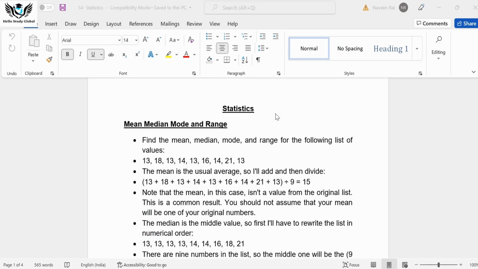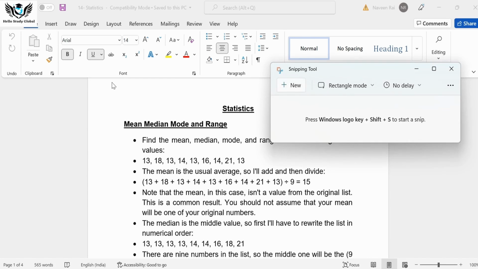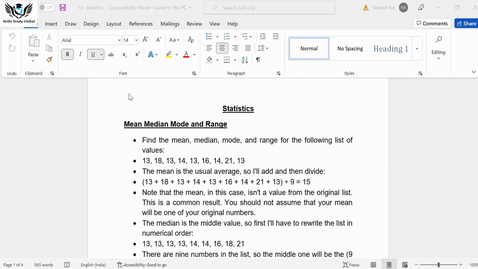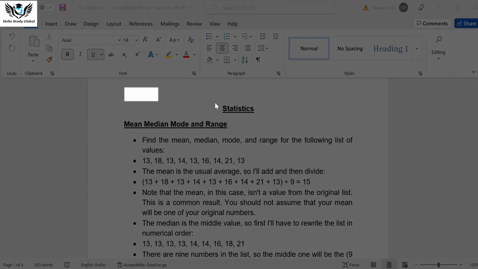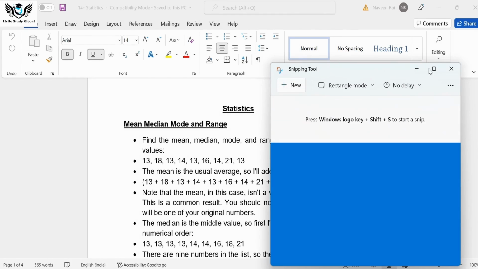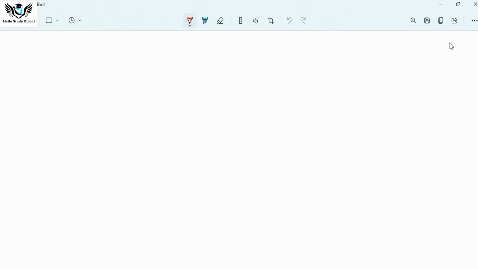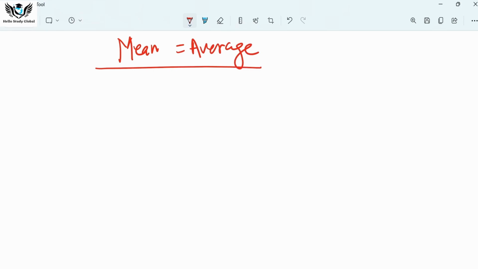Statistics includes mean, median, mode and standard deviation as part of your curriculum in SAT. So let's begin by discussing these quantities. The first quantity to discuss is mean, which is the average of the quantities given.